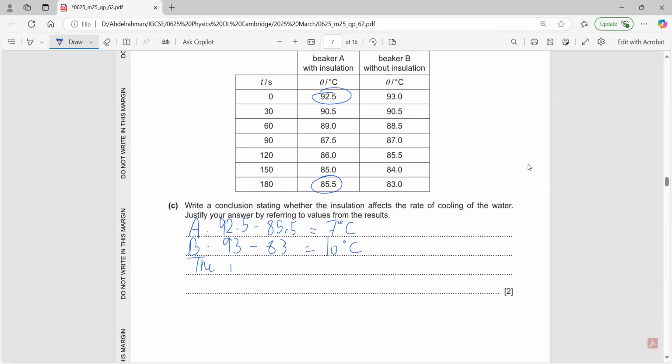Okay, the insulation does not affect the rate of cooling, because they're both very close, since the values are very close.